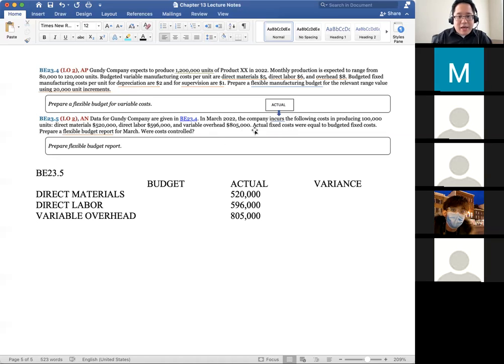It says also actual fixed costs were equal to budgeted fixed costs. Okay, what fixed costs are they talking about? Okay, it says look at above, it says budgeted fixed manufacturing cost per unit for, we have depreciation and supervision. Okay, so these are some numbers. We'll fill them in just a minute.